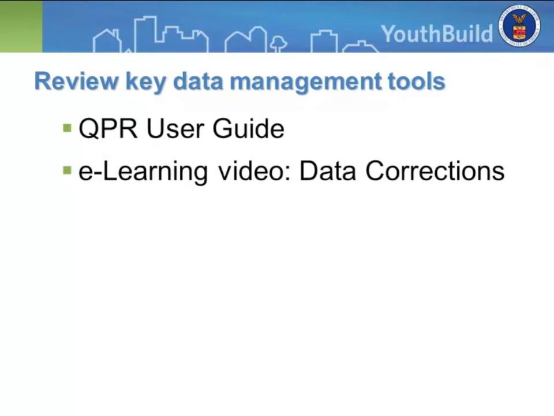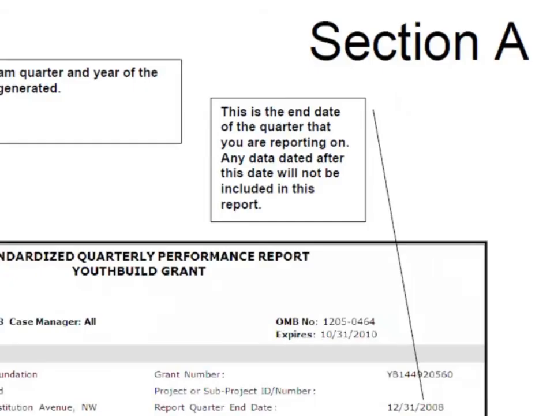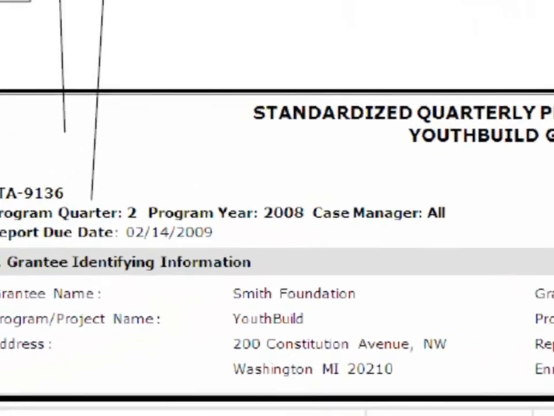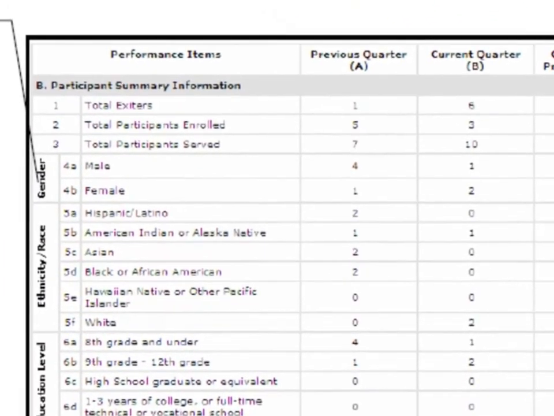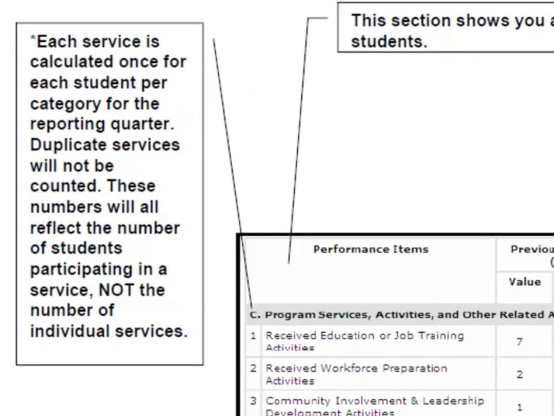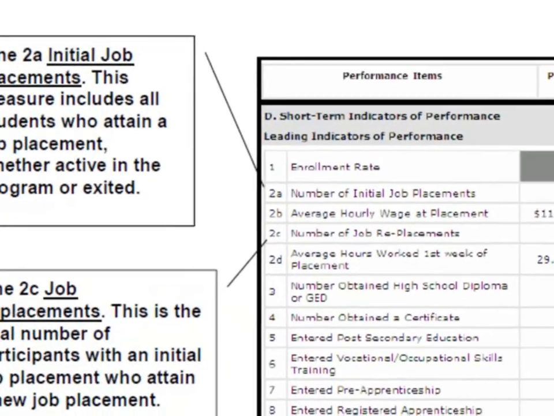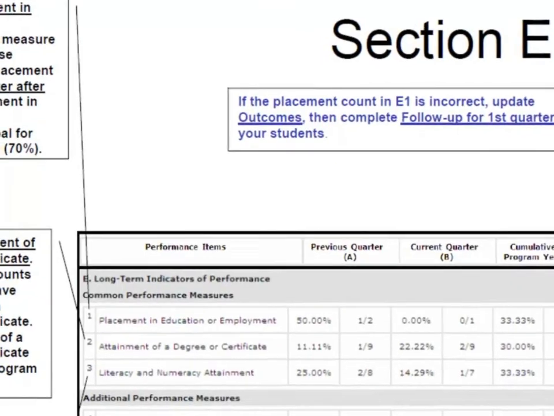Let's first look at the Quarterly Performance Report User Guide. The QPR User Guide reviews important sections of the Department of Labor's Quarterly Performance Report, explains and defines measures, and offers troubleshooting suggestions for common reporting mistakes. Program frontline staff and management can use this guide to help review their data entry, identify errors, and ensure that they are reporting successes accurately.